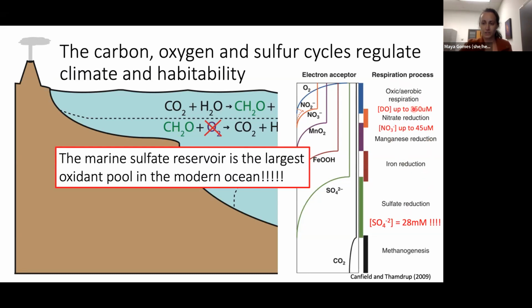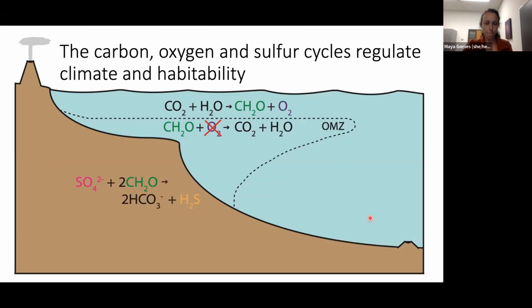So some saturated seawater might have something like 350 micromoles of dissolved oxygen. And if you're in a really nitrate-rich environment in the ocean, there might be 45 micromolar. But sulfate concentrations in the modern ocean are 28 millimolar. So that's orders of magnitude more. And so that's why the sulfur cycle is such an important part of biogeochemical cycling.